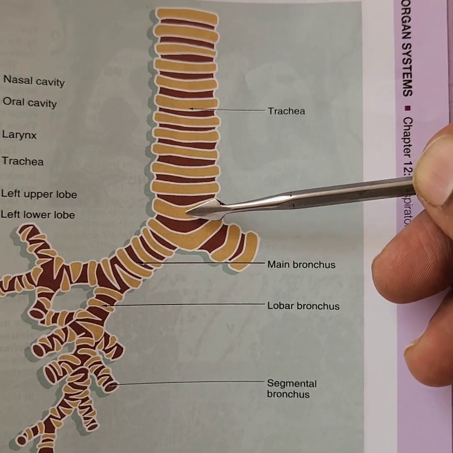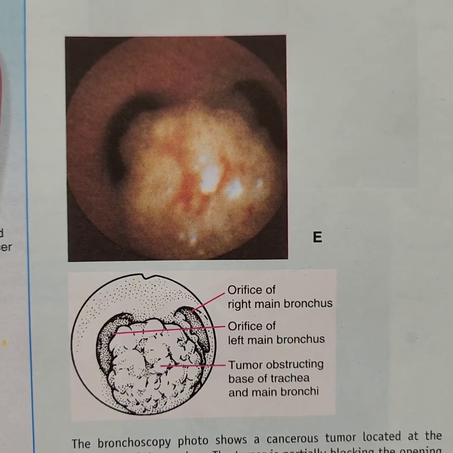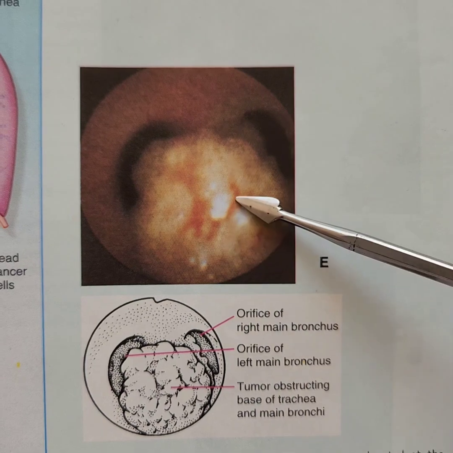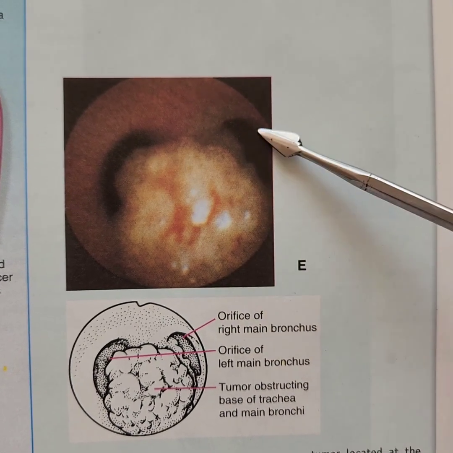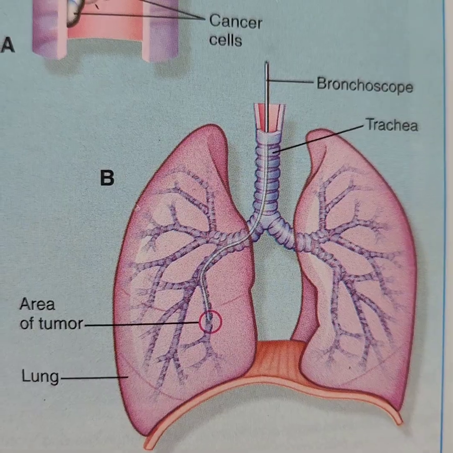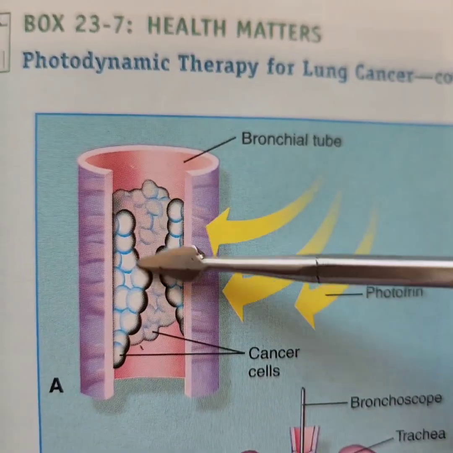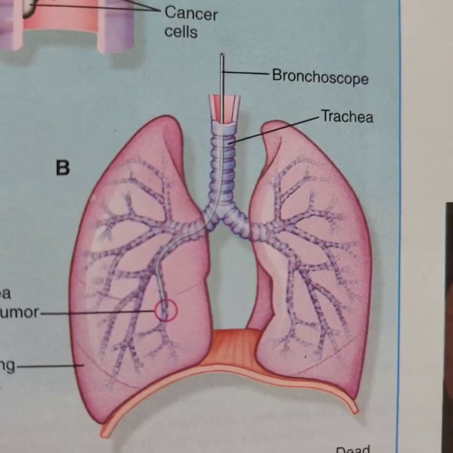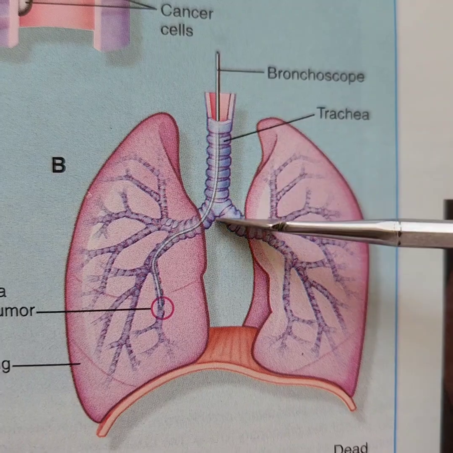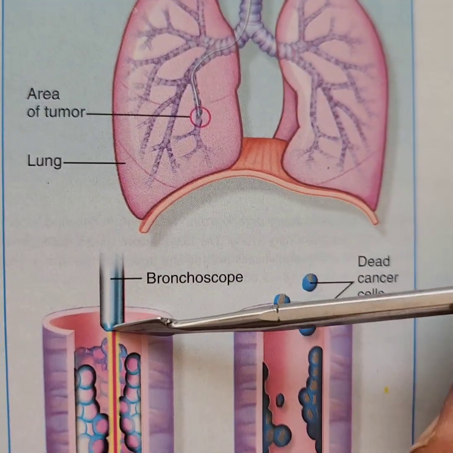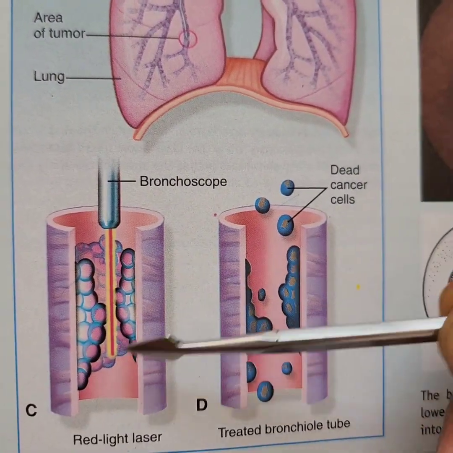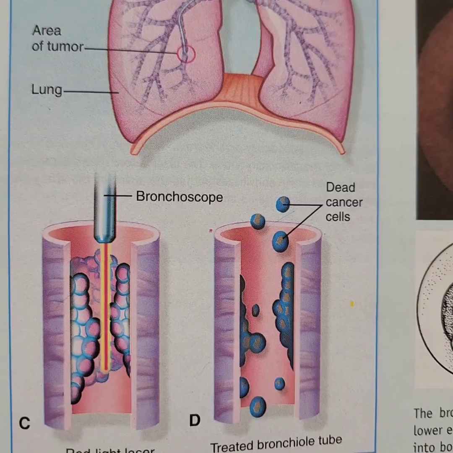If it is here at the lower end of the trachea, this will be the bronchoscopic view. This is the mass, and this is the right and left bronchus. If the growth is much more distal in the bronchus, inside the bronchial tube, it can be reached through a bronchoscope to that particular area, and laser treatment can break those cells and these can be removed.